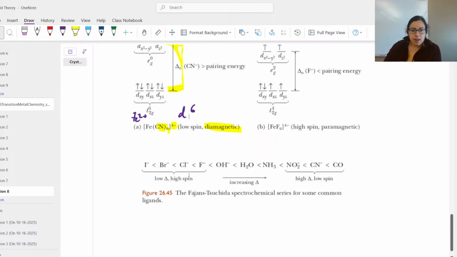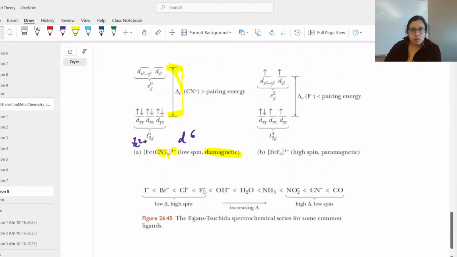And part of that is getting into this spectrochemical series, but let's keep looking at this. We can see that cyanide is over here, that it causes a large energy gap, and so we tend to see low spin complexes. Again, that's the rule, but there are exceptions, as always in chemistry.